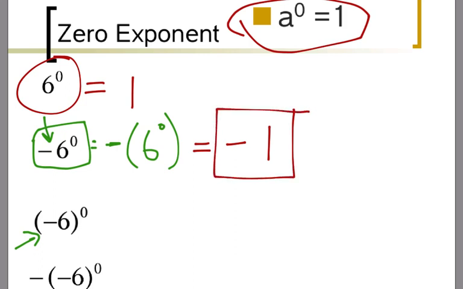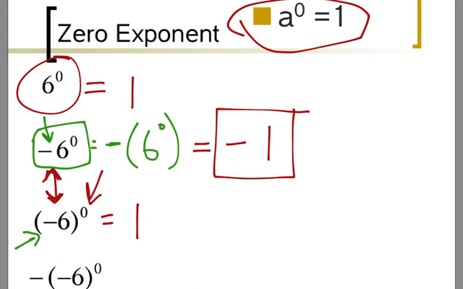Contrast that with the third problem here, where I have the negative 6 inside the parentheses, and I'm raising it to the 0 power, so the answer here is actually a positive 1. So notice the difference between these two problems. It is a big difference, the difference between getting it right and wrong.